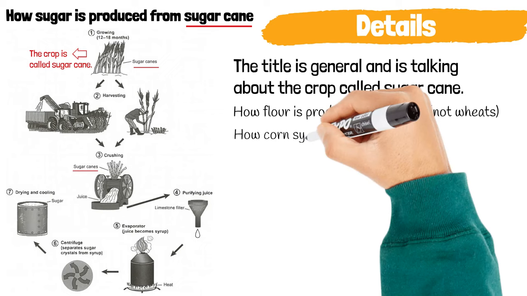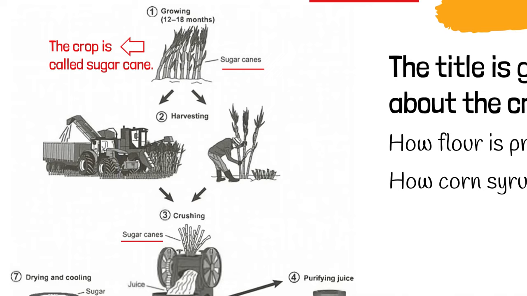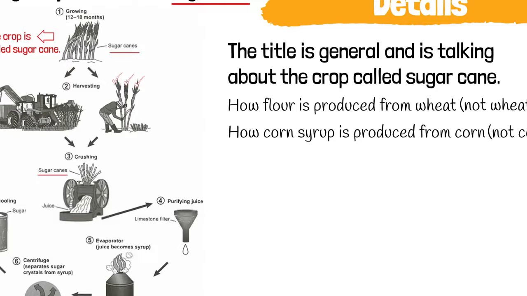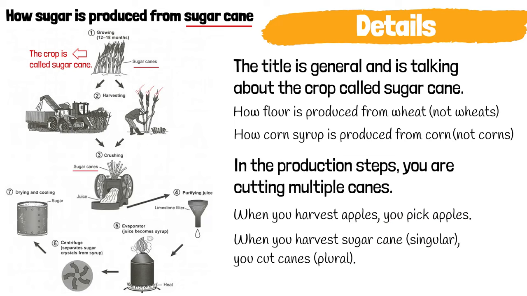Once you get into the production steps, it is talking about physical plants and how they are handled physically. That's a completely different context. Each cane has to be harvested. So you are cutting multiple canes. Think of apples. When you harvest apples, you pick apples. When you harvest sugar cane, you cut canes. The canes are the items produced, just like the apples.